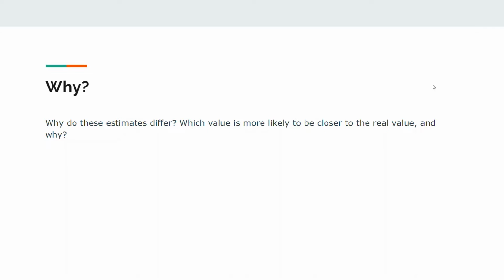Finally, the why question: why do those estimates differ? That's because when you use the whole tape as a point charge, it will be less accurate than if you find the charge of every piece of tape using superposition. The one that will be closer to the real value is the one where you segment it into different parts.